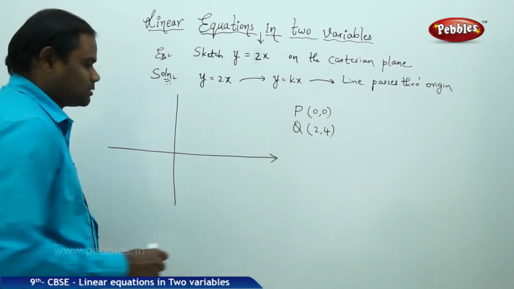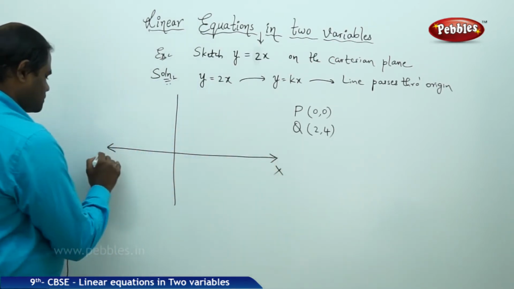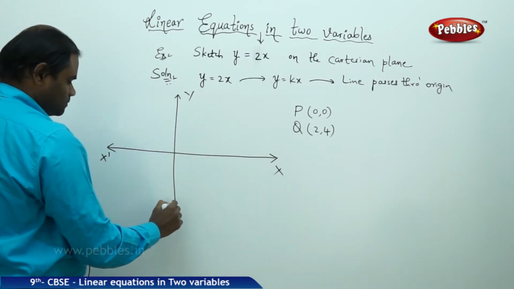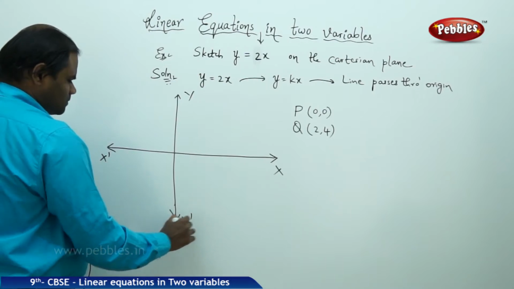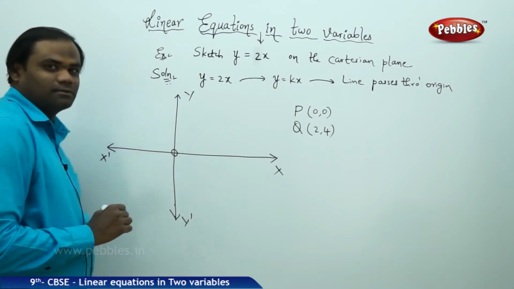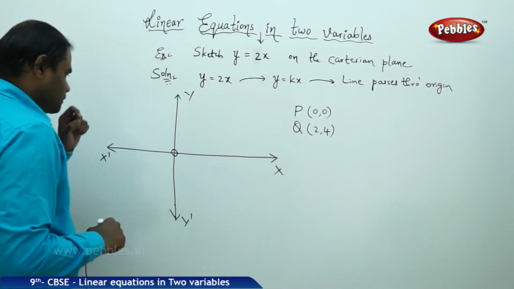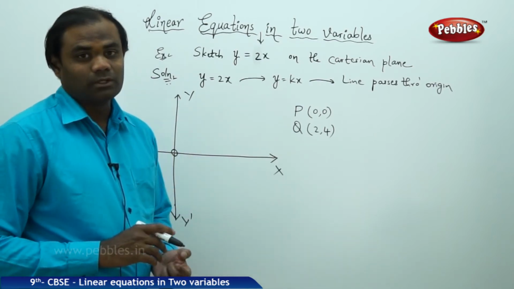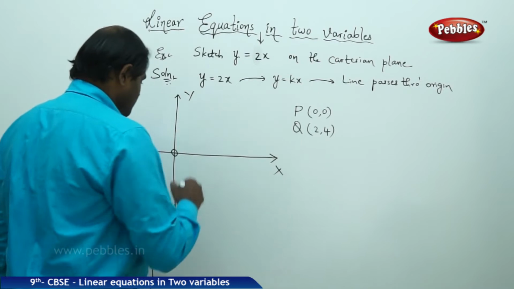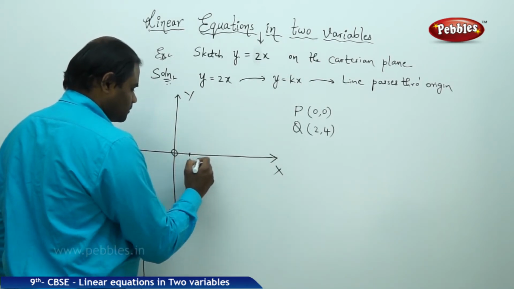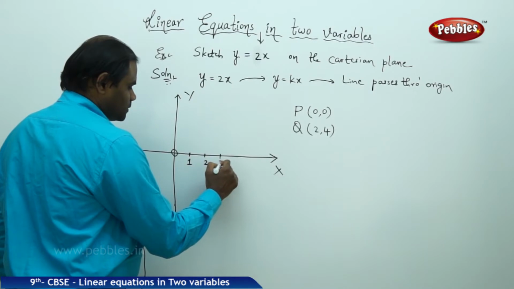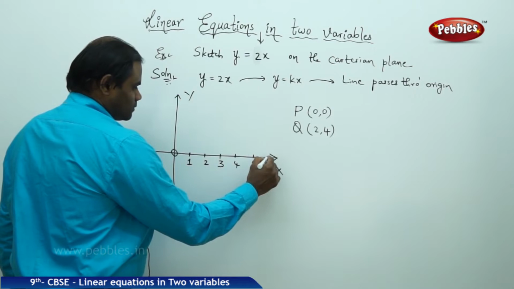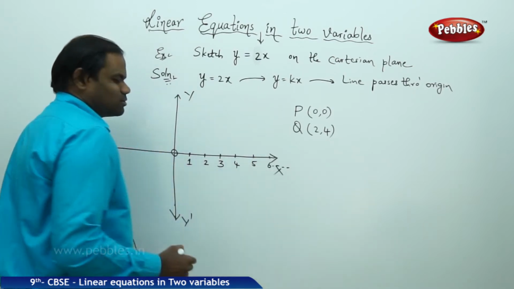The horizontal axis, which is the x-axis, and the vertical axis, which is the y-axis, and the point of intersection, which is the origin. Clearly, let me first make a scale of 1 centimeter equals 1 unit on the x-axis. So here is 1, here's 2, here's 3, here's 4, 5, 6, and so on and so forth.